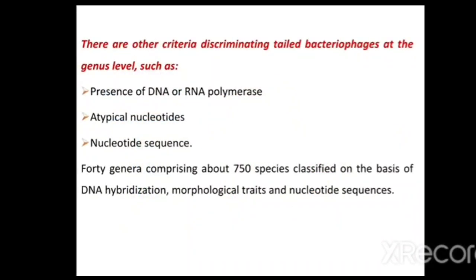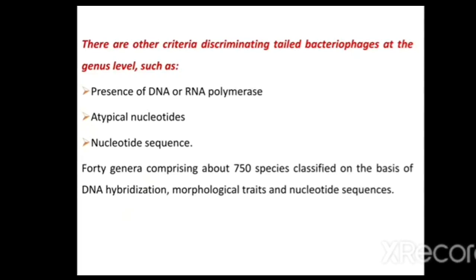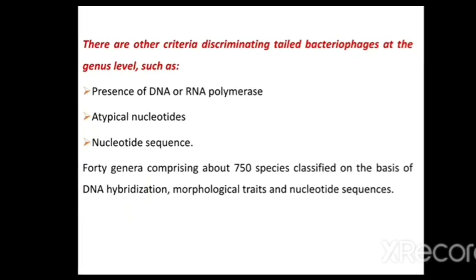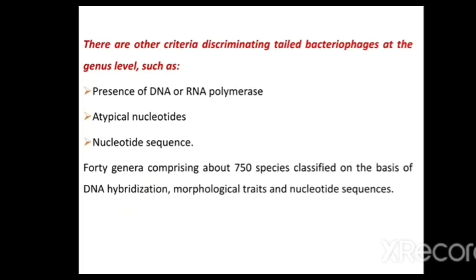There are other criteria discriminating tailed bacteriophages at the genus level, such as the presence of DNA or RNA polymerase, atypical nucleotide, and nucleotide sequence. So far, 40 genera including around 750 species are classified on the basis of DNA hybridization, morphological traits, nucleotide sequence, and serological properties.